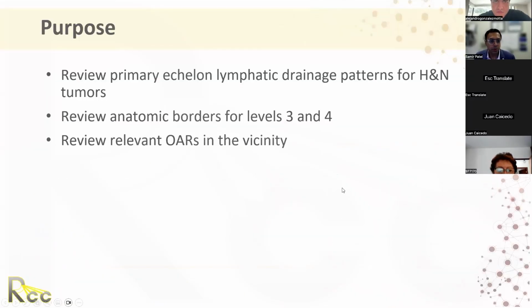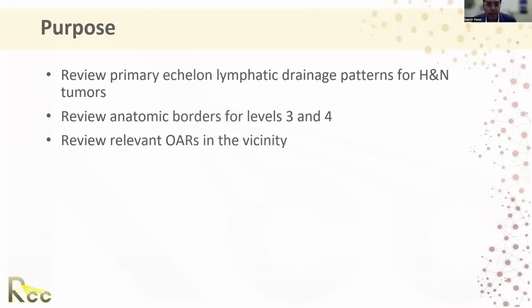So the purpose is we'll be reviewing the primary echelon lymphatic drainage patterns for head and neck tumors and which tumors would drain to these levels 3 and 4. We will be reviewing the anatomic borders for levels 3 and 4 and some of the relevant organs at risk in the vicinity and our strategies to contour them.